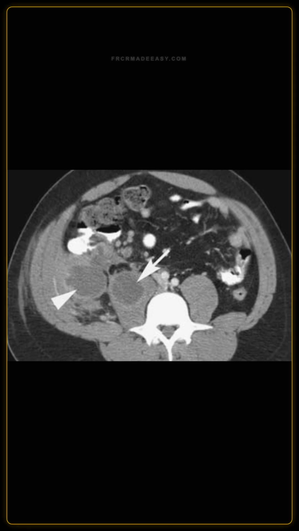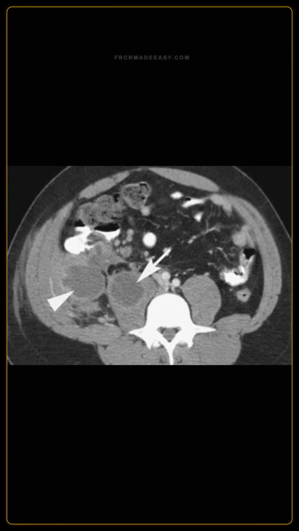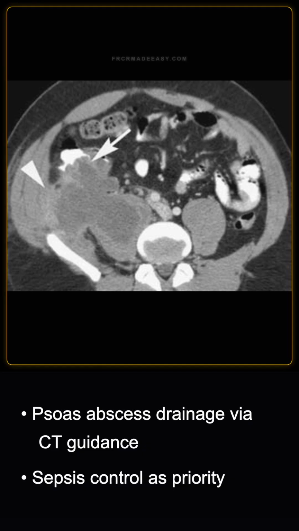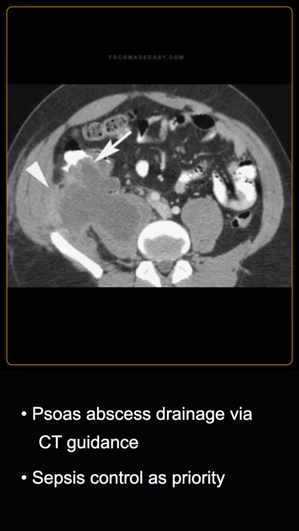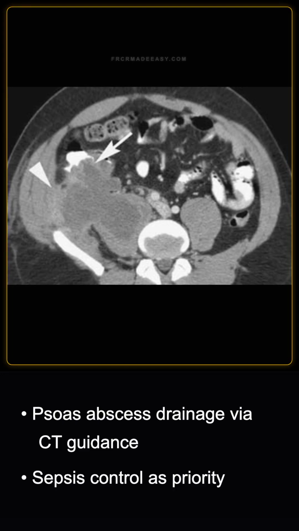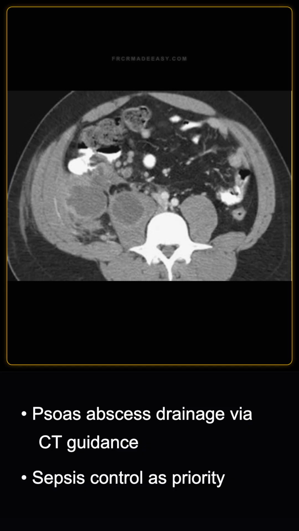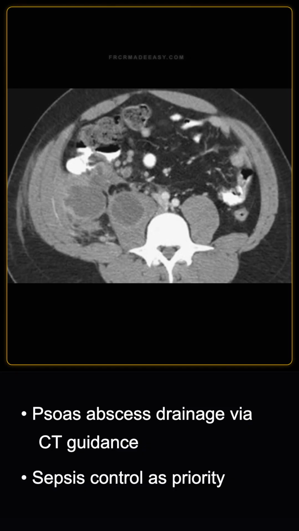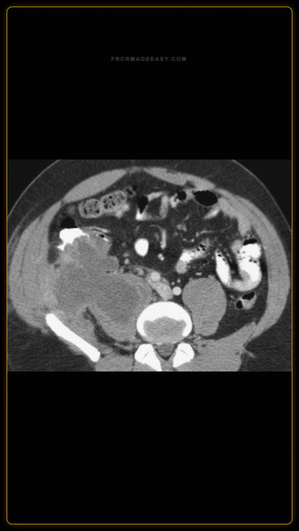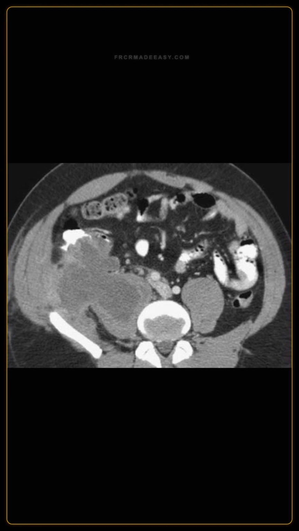How would you manage this complex patient as a radiologist? So, I would urgently consult interventional radiology to arrange for a CT-guided percutaneous catheter drainage of the large psoas abscess. Achieving initial sepsis control is paramount. Once sepsis is controlled, what is the next step in management?